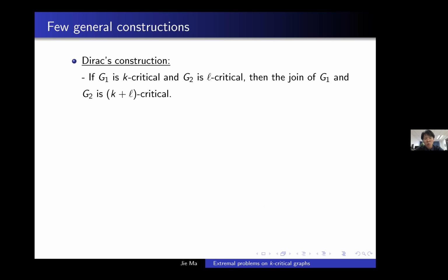Okay. And it's very important to know the general constructions for critical graphs. And again, there are not so many general constructions we know. Here we just mention three of them. The first one is the Dirac construction. So if we have a K-critical G1 and we have a critical G2, then when we look at the complete join of G1 and G2, this is a K+1 critical graph.